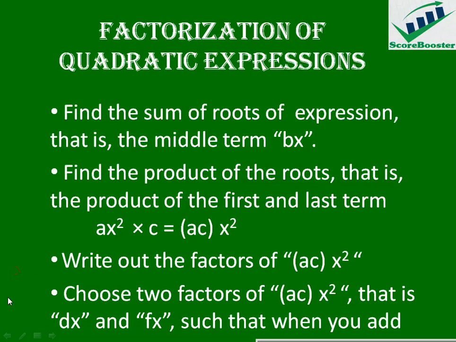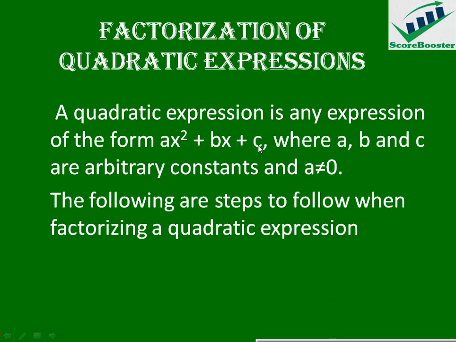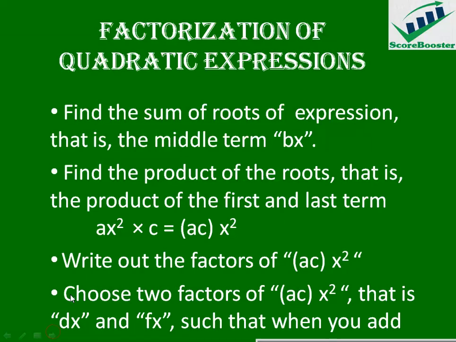Here your middle term is bx. This is the middle term. And then after you find the sum of roots, you find the product of roots, which is what? The product of the first term, which is ax squared, and the last term, which is c. So we have acx squared. We are told that a and c are constants, so you can multiply your constants together and then write down the variable.